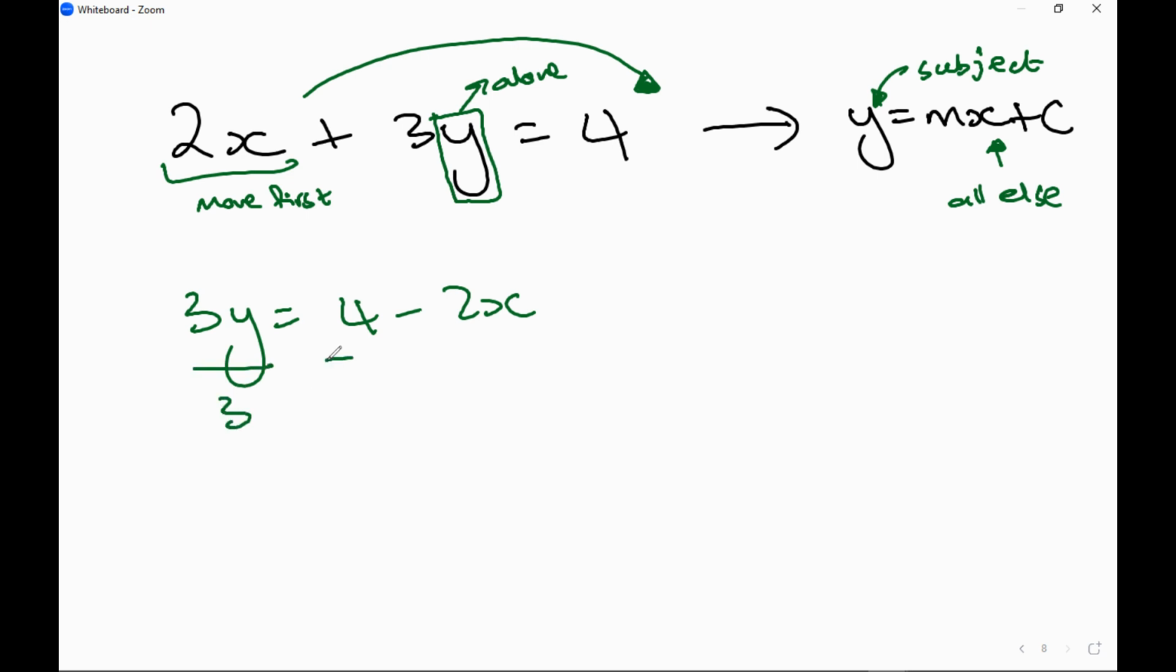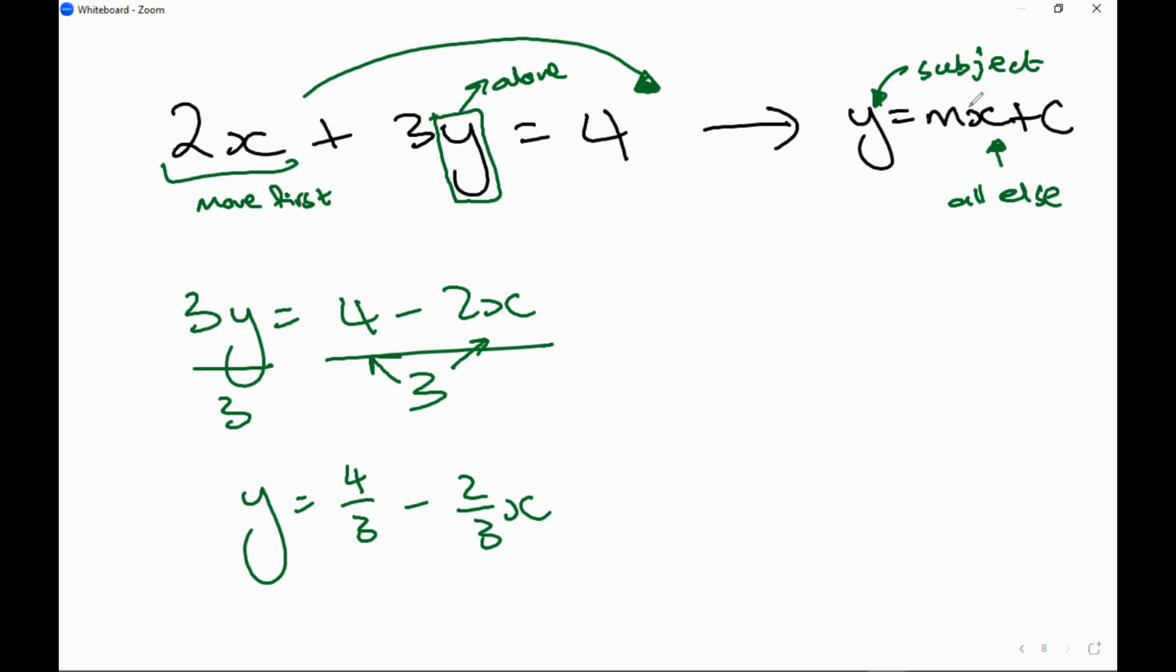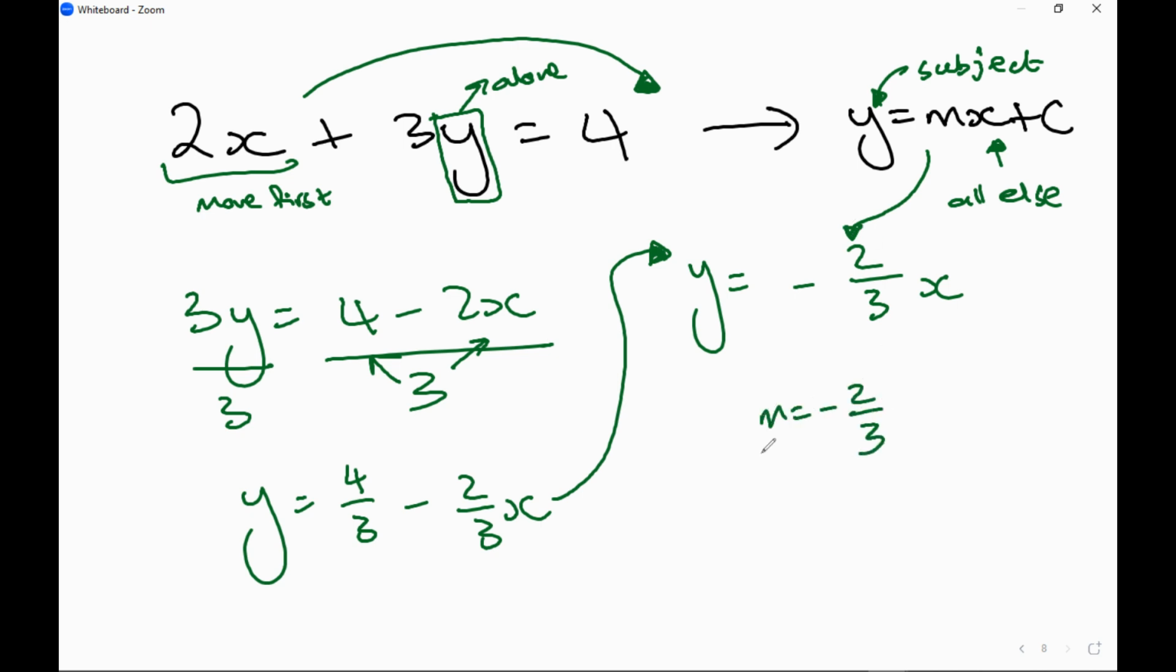Then divide by 3 all the way across. And then distribute the 3 to each number, so that it looks like that. But it's almost looking like that because I still need to take the x and bring it to the front. And so I can see my m value is equal to negative 2 over 3. And my c value is equal to 4 over 3. Like that.